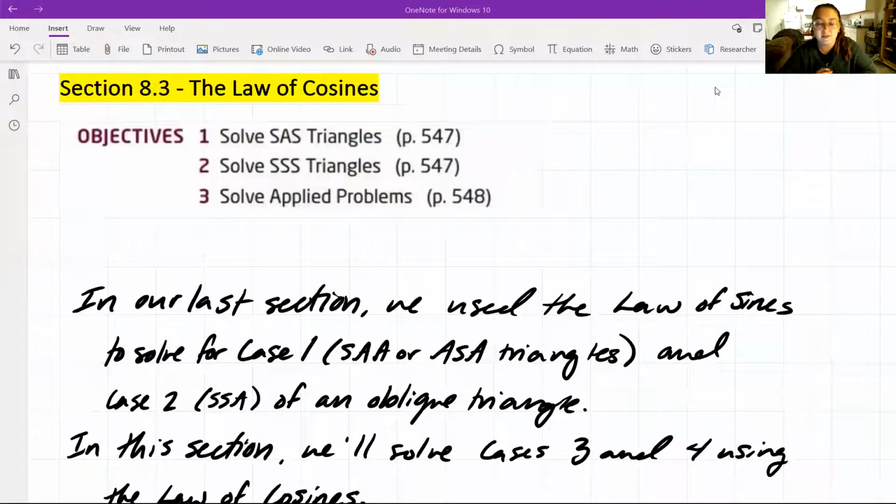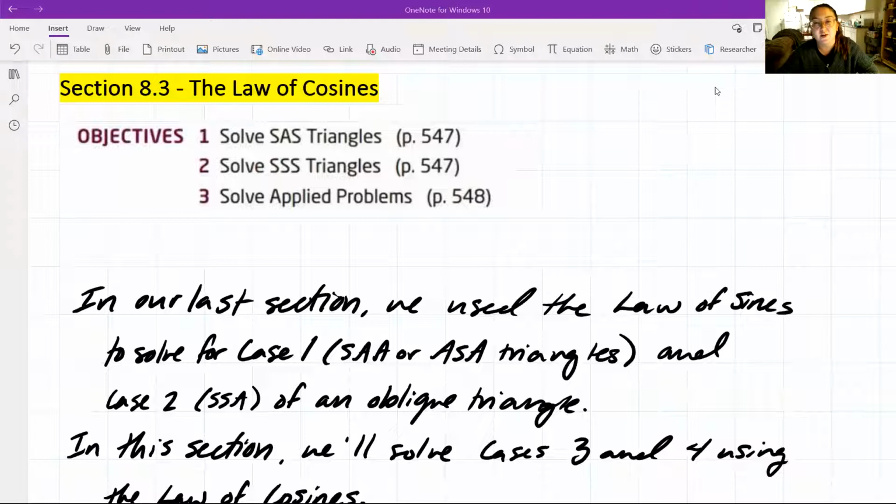Hello everyone, we're going to be going over section 8.3, which is on the law of cosines. So in our last section we went over the law of sines, now we have the law of cosines. We have three objectives. One, we want to solve an SAS triangle. Two, solve the SSS triangles. And three, we want to solve applied problems.